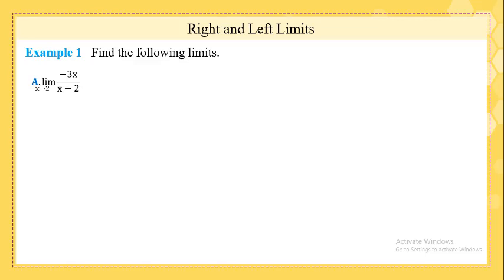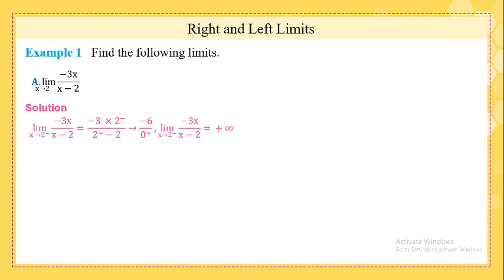Examples about right and left limits. We need now to find the limit as x tends to 2 of minus 3x over x minus 2. Here x should be different than 2 in our denominator. So here we should find right and left limits first.